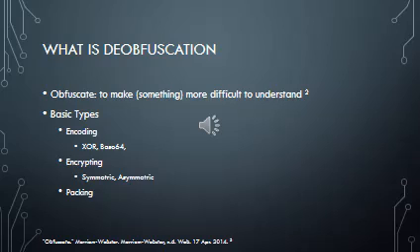There are three main types of obfuscation we'll talk about today: encoding, encrypting, and packing. Encoding probably is the simplest of the three and includes XOR and base64 encoding. These schemes are easily reversible and do not require a key.